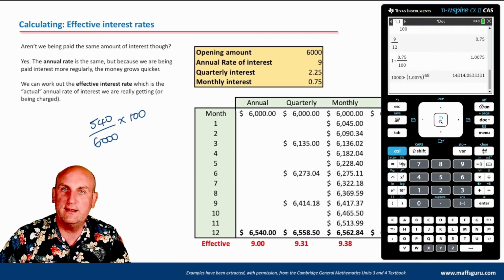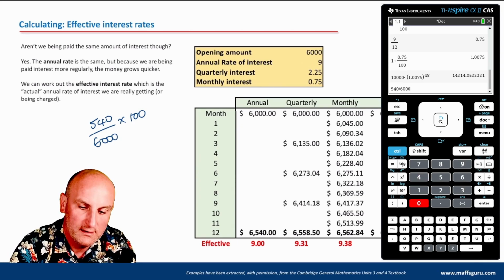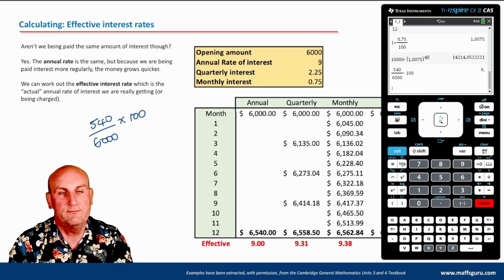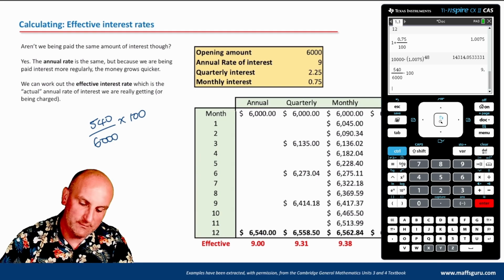So again, bring up my calculator. Let's just do that. What is it? 540 divided by 6000, and then I'm going to multiply that by 100. Gives me, there we go, 9%. Ka-ching. I'm going to try the next example here.